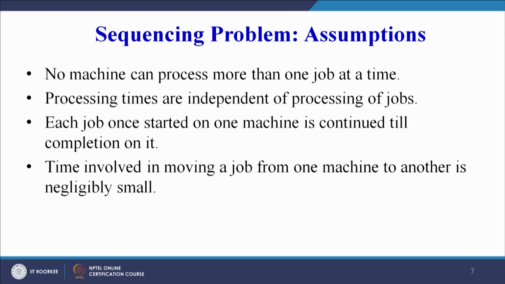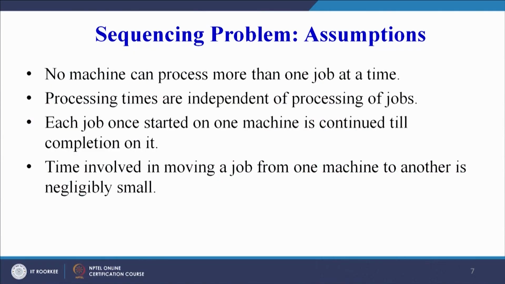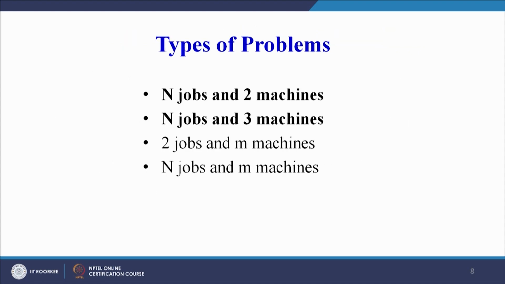Suppose a job has to be processed on a particular machine for maybe 5 hours, so we cannot stop it after 2 hours and then give a gap and then again start after some time and then finish it for another 3 hours. That is not possible. Time involved in moving a job from one machine to another is negligibly small. So these are certain assumptions based on which we can try to solve the sequencing problems.